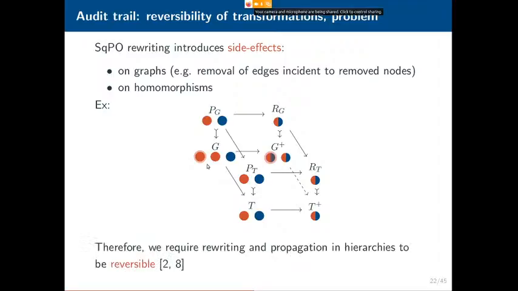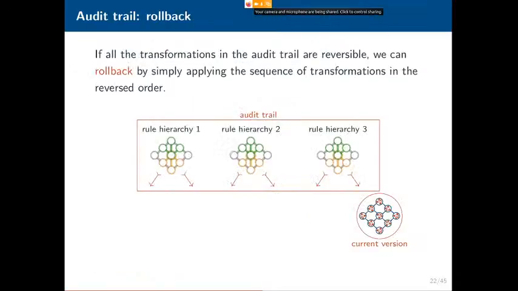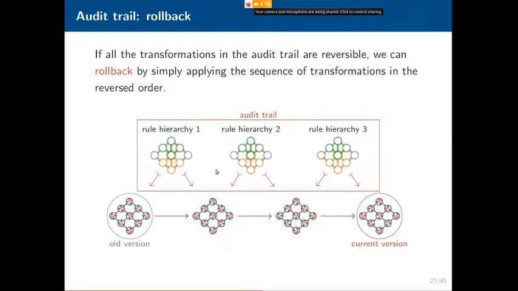Therefore, to be able to perform the operation of a rollback in our audit trail, we require the rewriting and propagation in hierarchies to be reversible. And we formulate this reversibility for rewriting with hierarchies of graphs in the manuscript. So now, if all the transformations in our audit trail are reversible, we can simply roll back by applying our rule hierarchies backwards. And we come back to the old version.